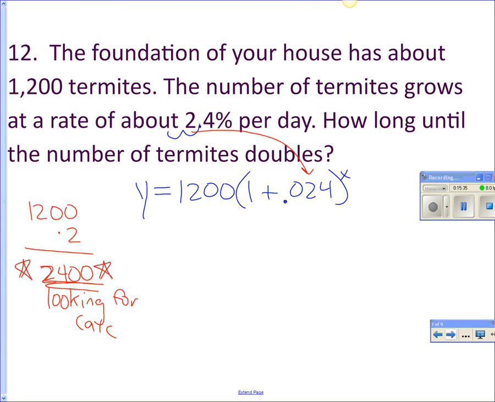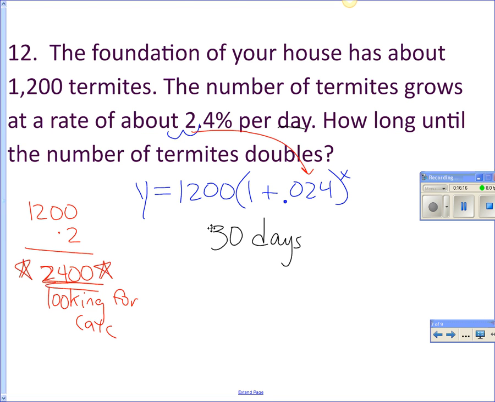So where are we going to put this? In our y equals. And then to answer their question, when will the termites double? We have to look for 2,400 termites. That's a lot of termites, okay? So let's look for that. And Haley, tell me what you get for your answer. 30 what? Days. 30 days. Okay. All right, so this one, again, to reiterate, how long until the number of termites doubles? You've got to figure out what it started at and double that number, okay?